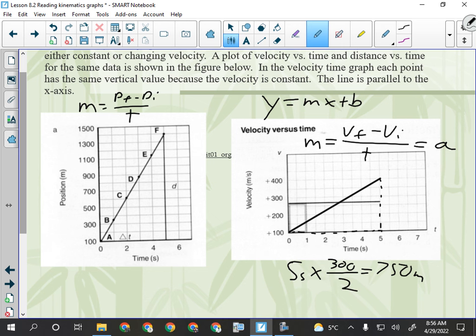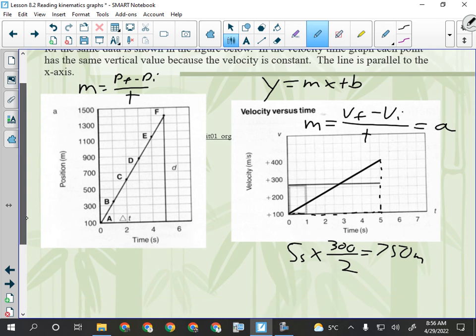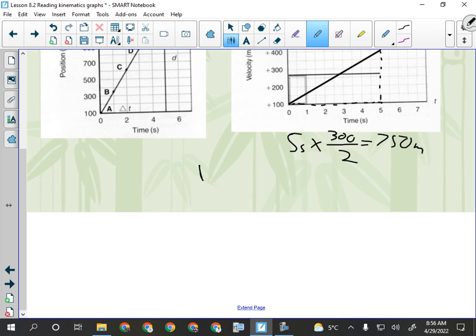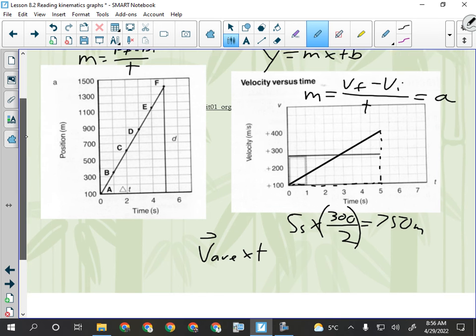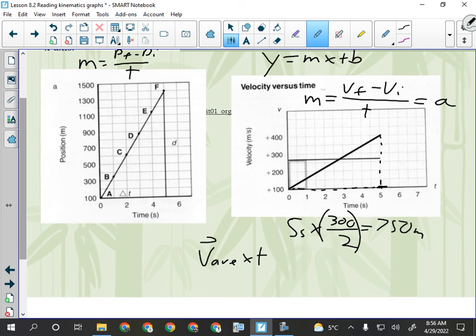Okay, I didn't change at all what I was doing before. This is still taking average velocity and multiplying by time. That's my average velocity. Okay, if my velocity increases from 100 to 400 at a constant rate, is my average velocity exactly halfway in between? Yes. That's why I can take the height of the triangle and divide it by 2 and get the average velocity.